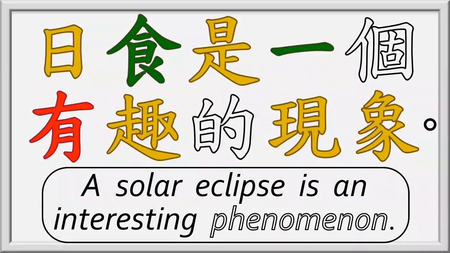Phenomenon is a Greek word related to phantom and fantasy, 2 words describing what appears to our eyes or to our imagination. 现象 is how Mandarin expresses a phenomenon. 日食是一个有趣的现象. A solar eclipse is an interesting phenomenon.